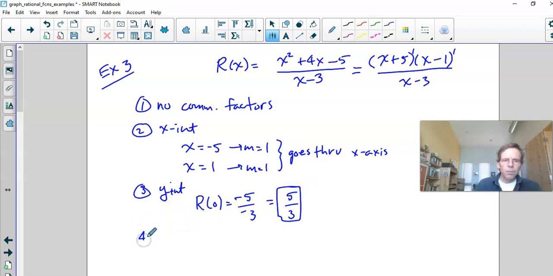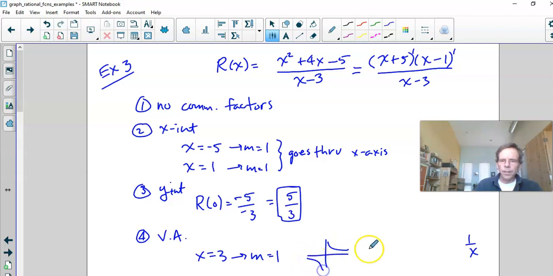All right, and then we have our vertical asymptotes. I'll abbreviate that, VA. They're the zeros of the denominator, and we only have one zero of the denominator. It's 3. X equals 3. The multiplicity is 1. It's odd, so the graph looks like 1 over x near the vertical asymptote. So it either looks like this, or if we flip around the x-axis, it looks like this. Either way, we aren't sure which one it is yet, but we'll find out.